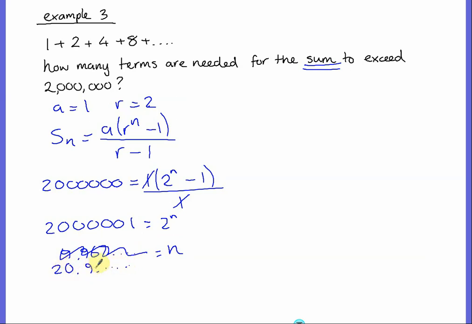So the 20.9th term obviously isn't a term. We can have the 20th term, we can have a 21st term, they're discrete values. But when it's 20.9, it equals 2 million. We're talking about exceeding, so it has to be the 21st term.